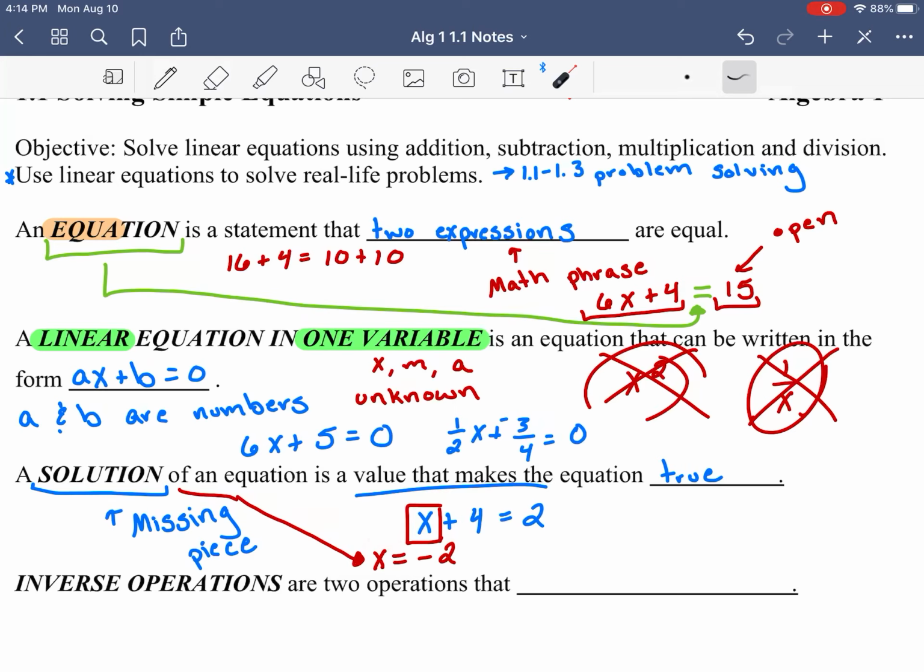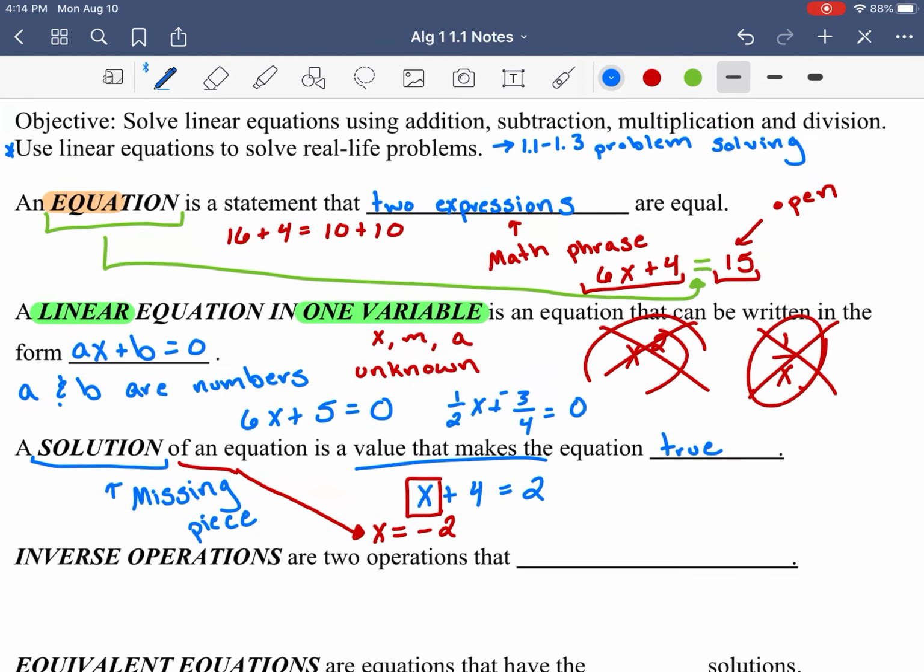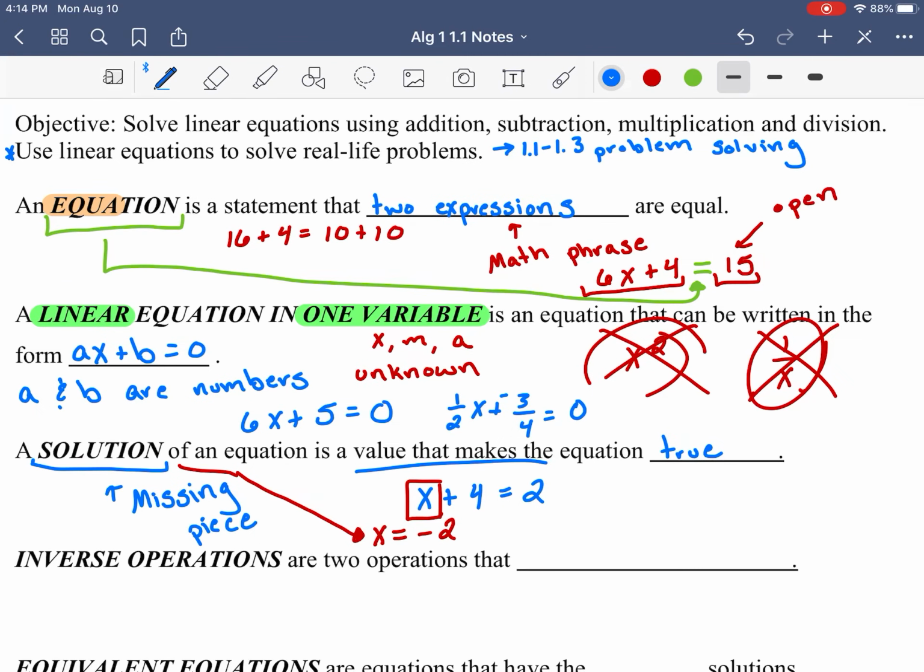Okay. So to help us find solutions, we're going to use something called inverse operations. Inverse operations are two operations that undo each other.